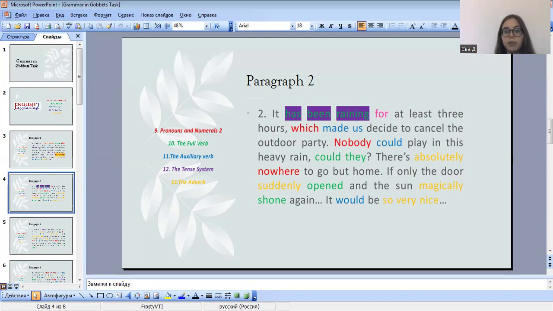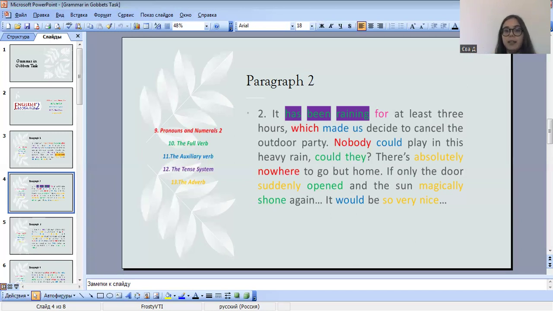Then let's move to the verbs. Here we should look at opened and shown. What is the difference between them? They are both in the past simple tense, but opened is the past tense form of the verb open, right? And it follows a regular pattern for forming the past tense by adding the ending ed.